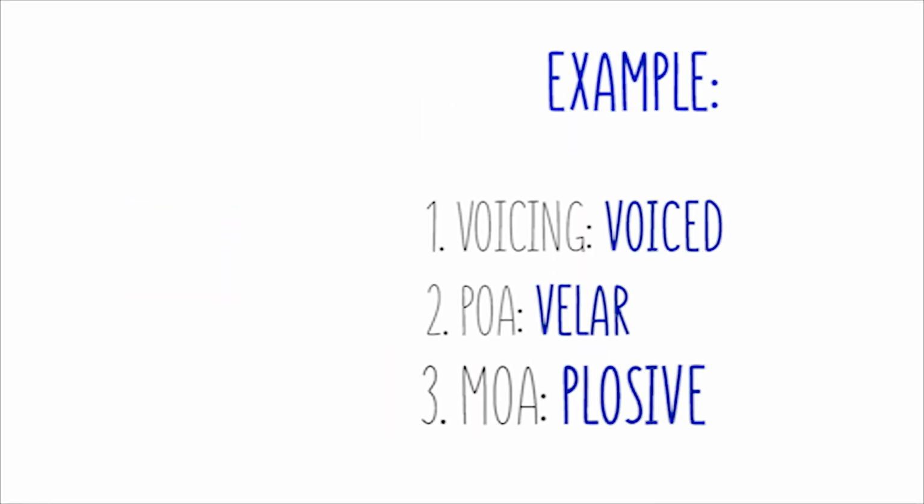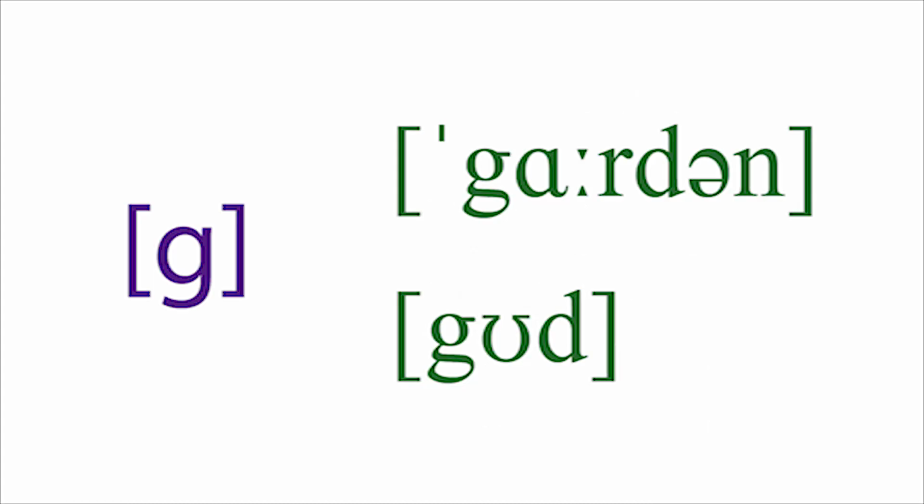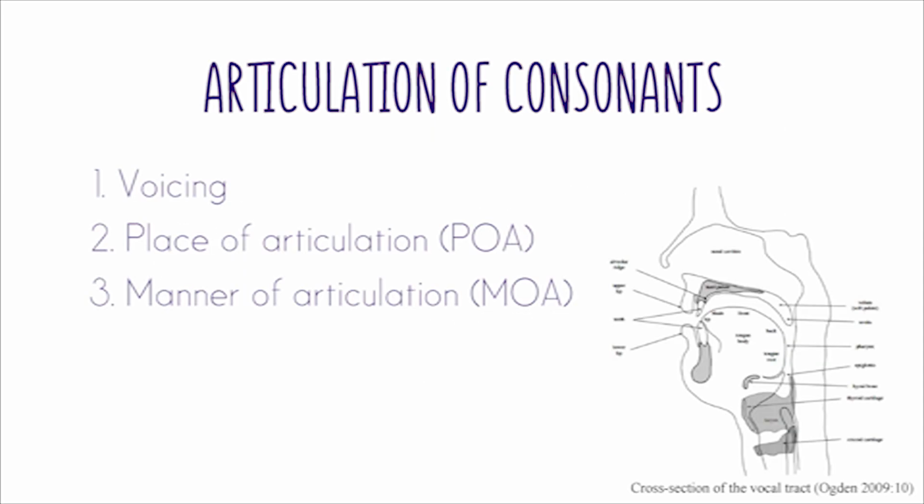And if you had made the choice to be voiced, and the place was the velum, and it was a plosive, it would be g, like good, like garden. So this is a basic example of how the articulators are engaged to produce specific consonants.